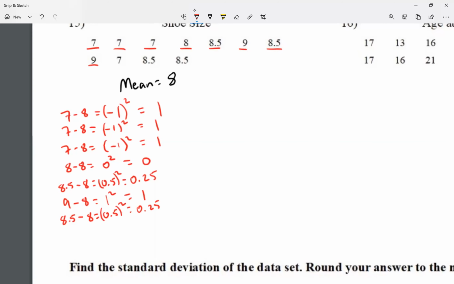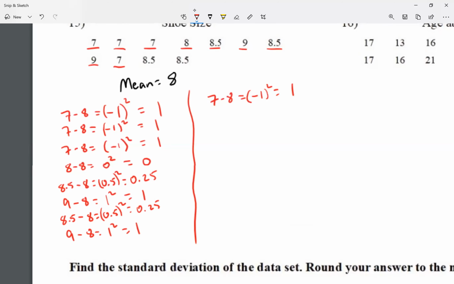Then my next number is 9. 9 minus 8 is 1 squared. And then 7. For space purpose, let me go here. 7 minus 8 is -1 squared. My answer is 1. And then 8.5 minus 8 is 0.5 squared is 0.25. And lastly, 8.5 minus 8 is 0.5 squared is 0.25.